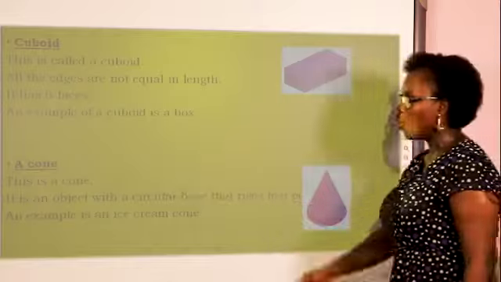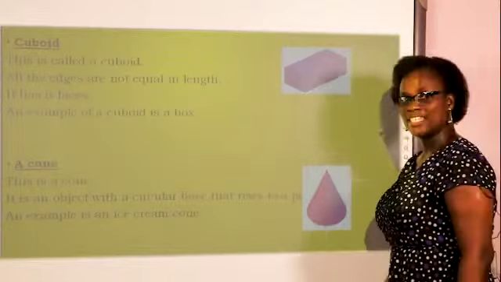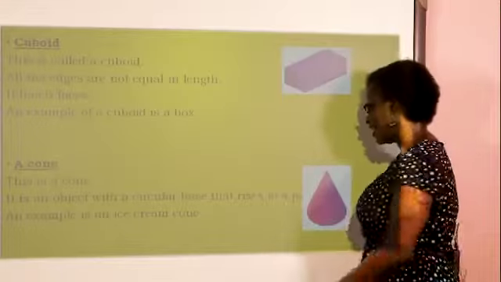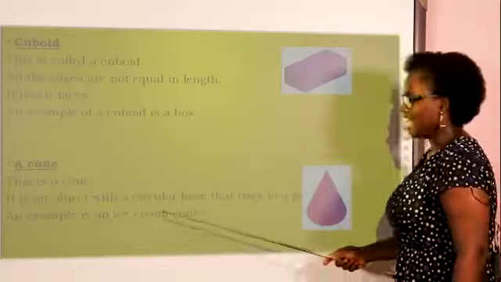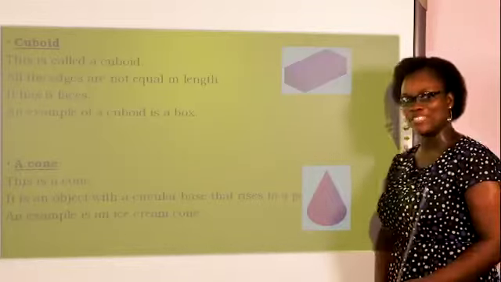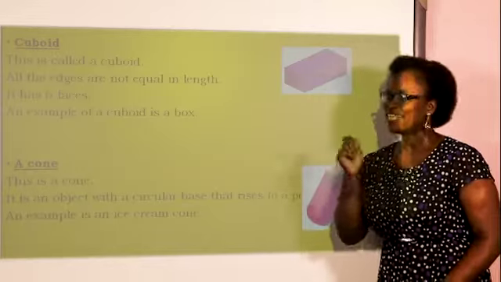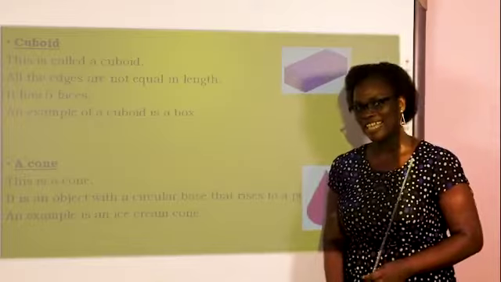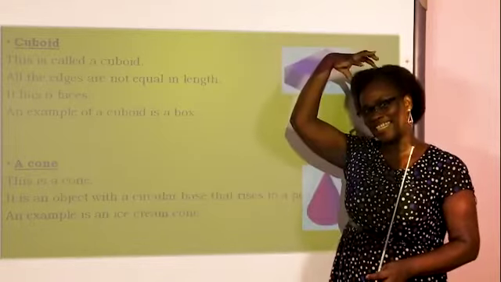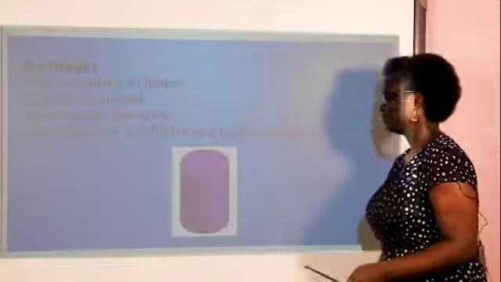We also have a cone. This is a cone. It's an object with a circular base that rises to a point. Can you see the point here? An example is an ice cream cone. How many of us love taking ice cream? Yummy, cold ice cream. There's another thing that has a cone shape. Who knows it? We wear it during parties. What is it called? A party cap.